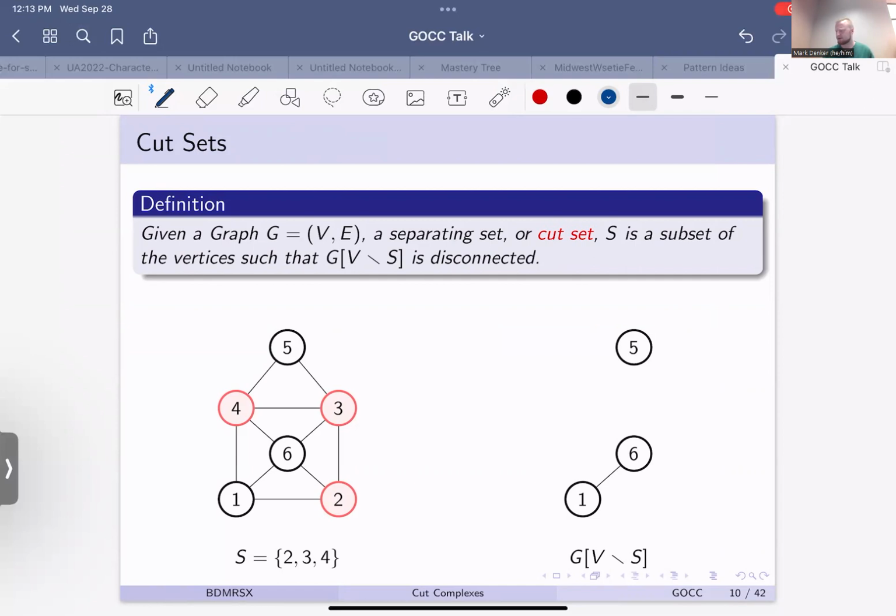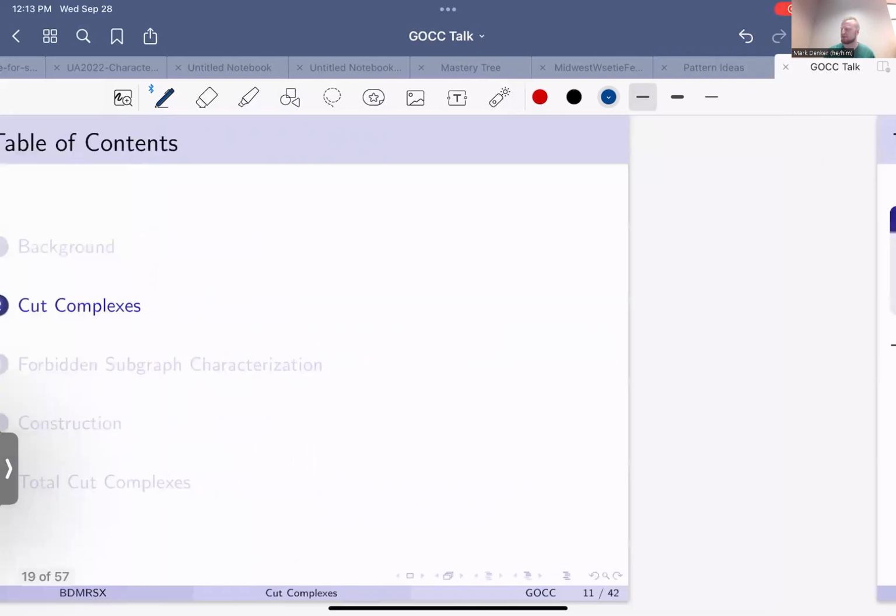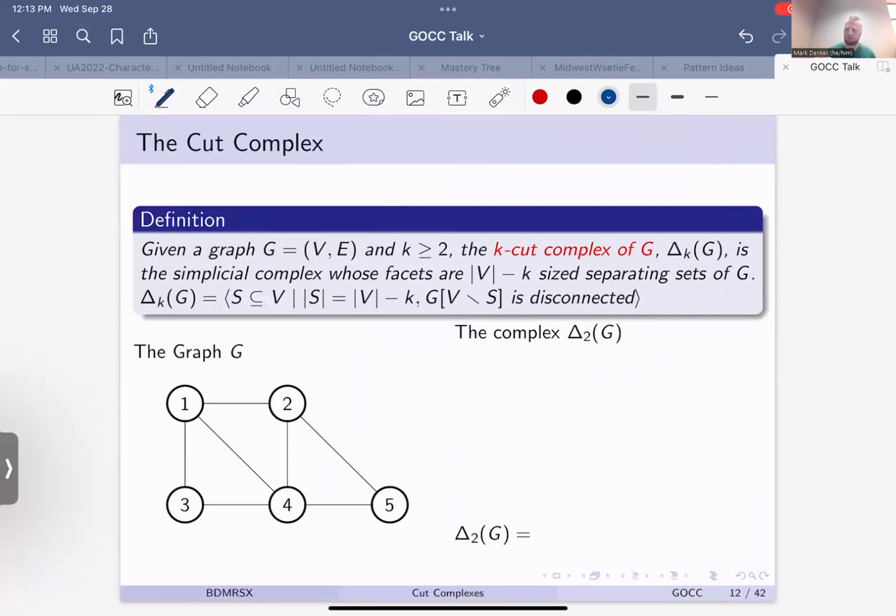But yeah, so cut sets of vertices, you remove them, you're disconnected. So the set 2, 3, 4 here is a cut set of this graph. This is not a minimal cut set. If you just remove 3 and 4, you would have a disconnected graph. And so yeah, reasonable definition, but they do motivate the name of our simplicial complex, which is the cut complex.